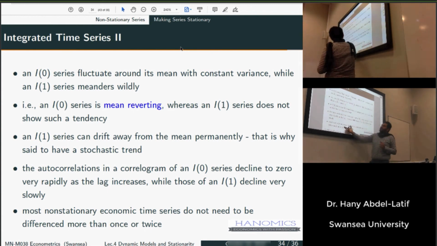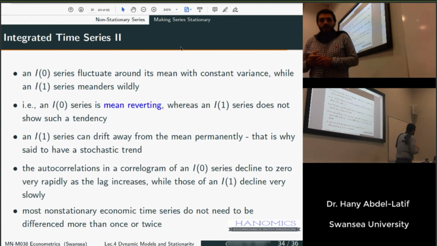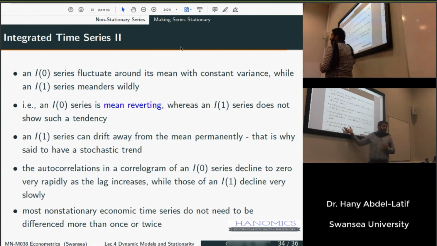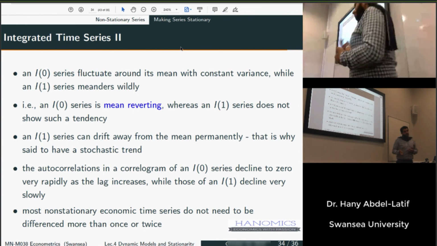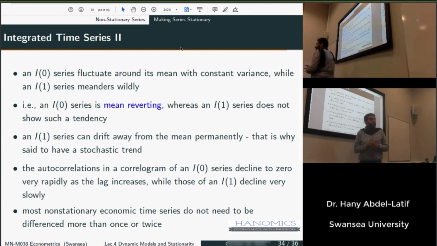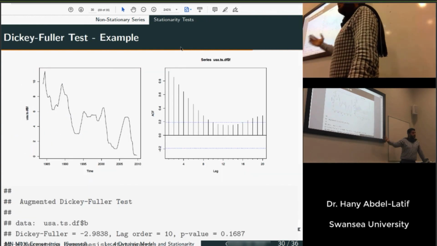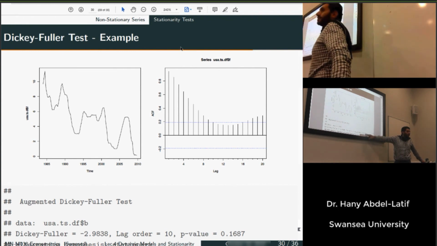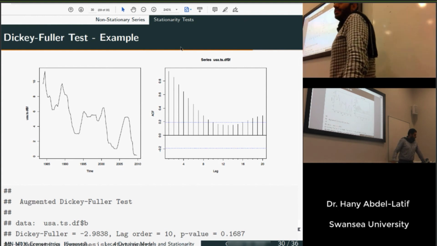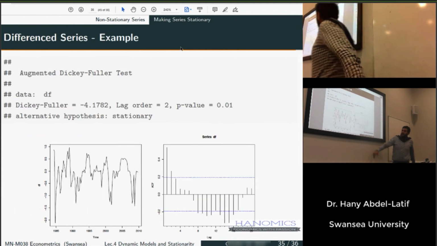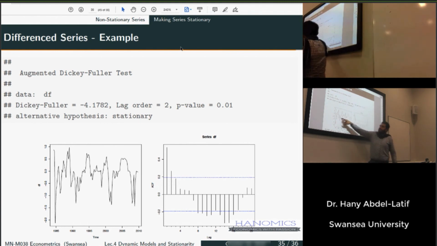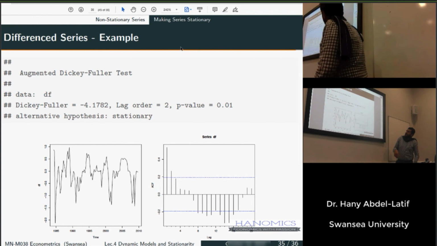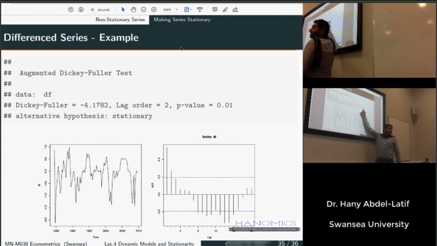As I said, most economic data that are non-stationary are I(1), so mostly you will have to difference only once. In some rare cases, you have to do it twice to make it stationary. This series here was not stationary, and the p-value was large, so we couldn't reject the null hypothesis. When I difference this series, it goes up and down around a constant mean. I did the test here, and with a small p-value, you reject the null hypothesis. That means it became stationary.